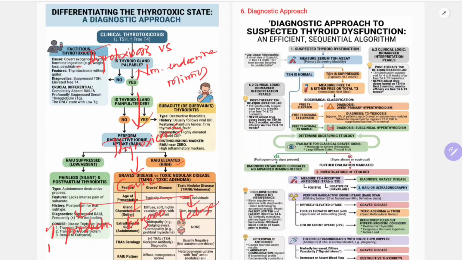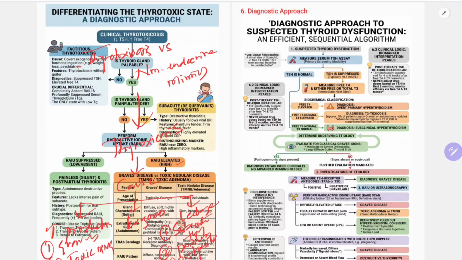In production, number 1 is Graves, number 2 is toxic MNG. In exogenous administration, the patient will take it by mouth, mainly for losing weight. And in leakage there are 3: number 1 is subacute thyroiditis, number 2 is painless thyroiditis, number 3 is postpartum thyroiditis.